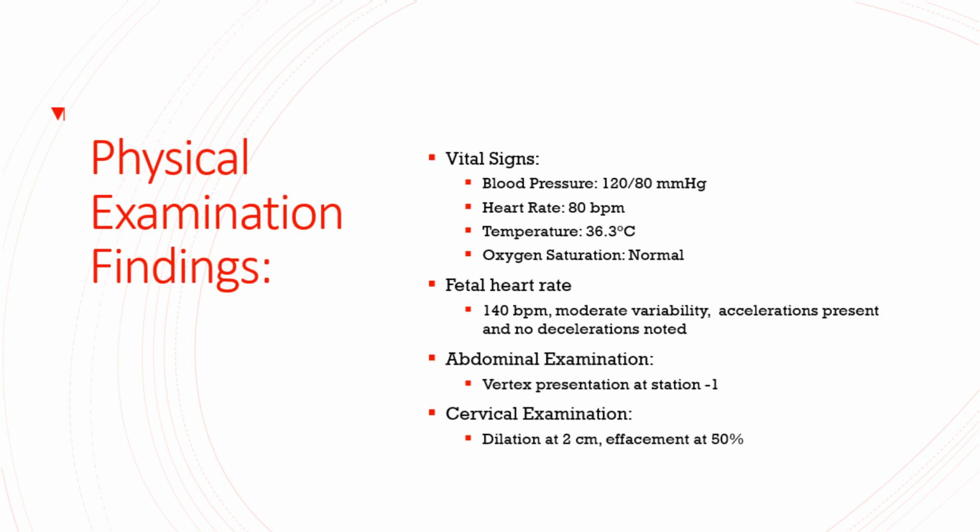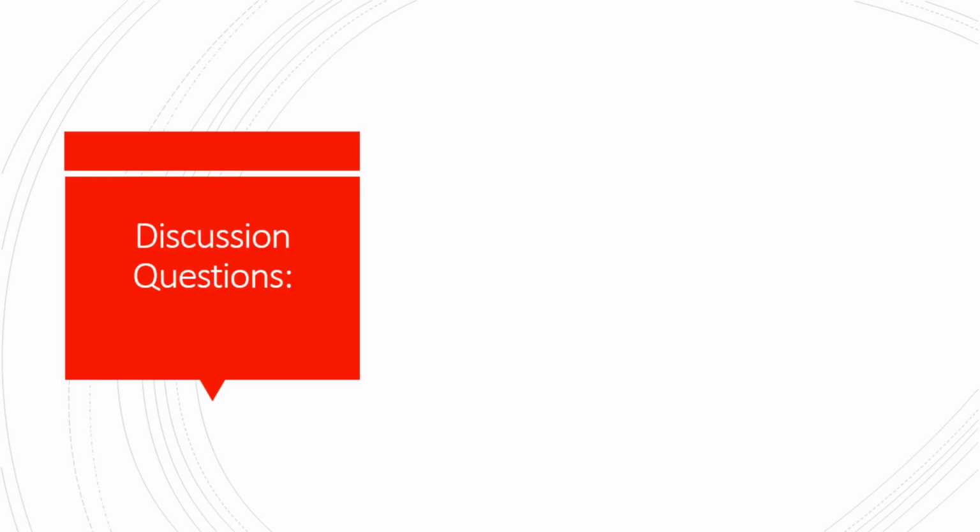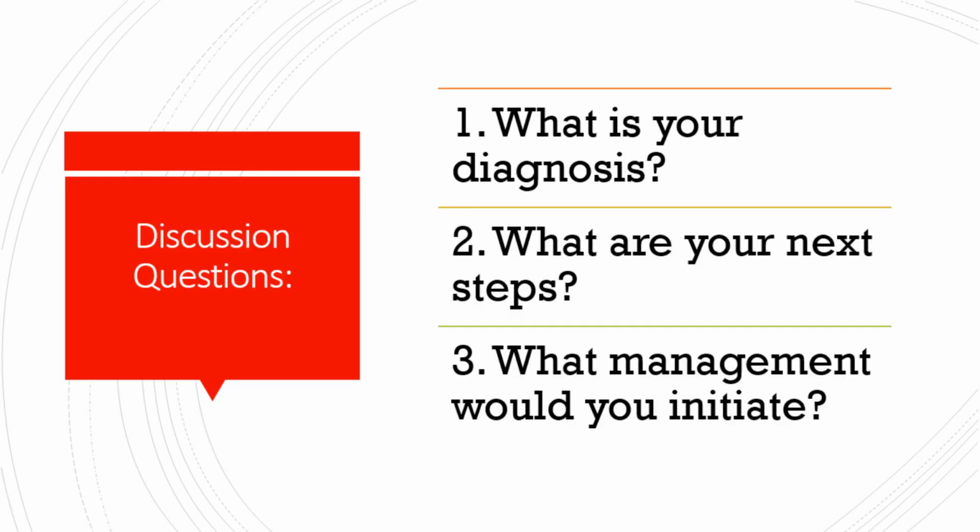You examine the patient and find her to be vitally stable, and fetal heart rate monitoring demonstrates a normal fetal heart rate. Abdominal exam demonstrates a vertex fetus at -1 station, and cervical exam demonstrates that the patient is 2 cm dilated and 50% effaced. In this case, we have initial findings indicating early labor.